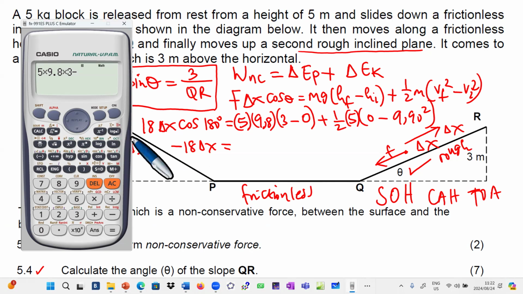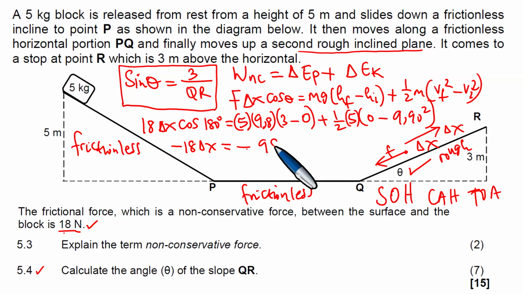Five times 9.8 times 3.0.5 times 5 times 9.9, you square it. Yeah, we're getting minus 98.025. The other questions that are coming for you, Neo. Minus 98.025. So you get here minus 98.025.